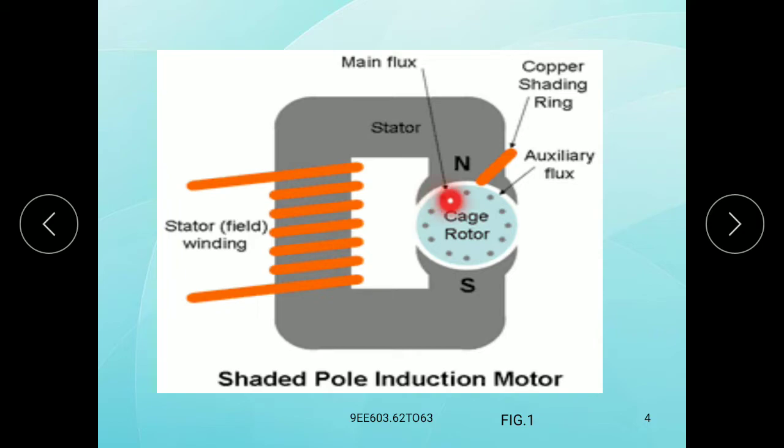Here the main flux and here the auxiliary flux. Here we place the copper shading rings. This is the copper shading, with north pole and south pole. This is the shaded pole induction motor figure.